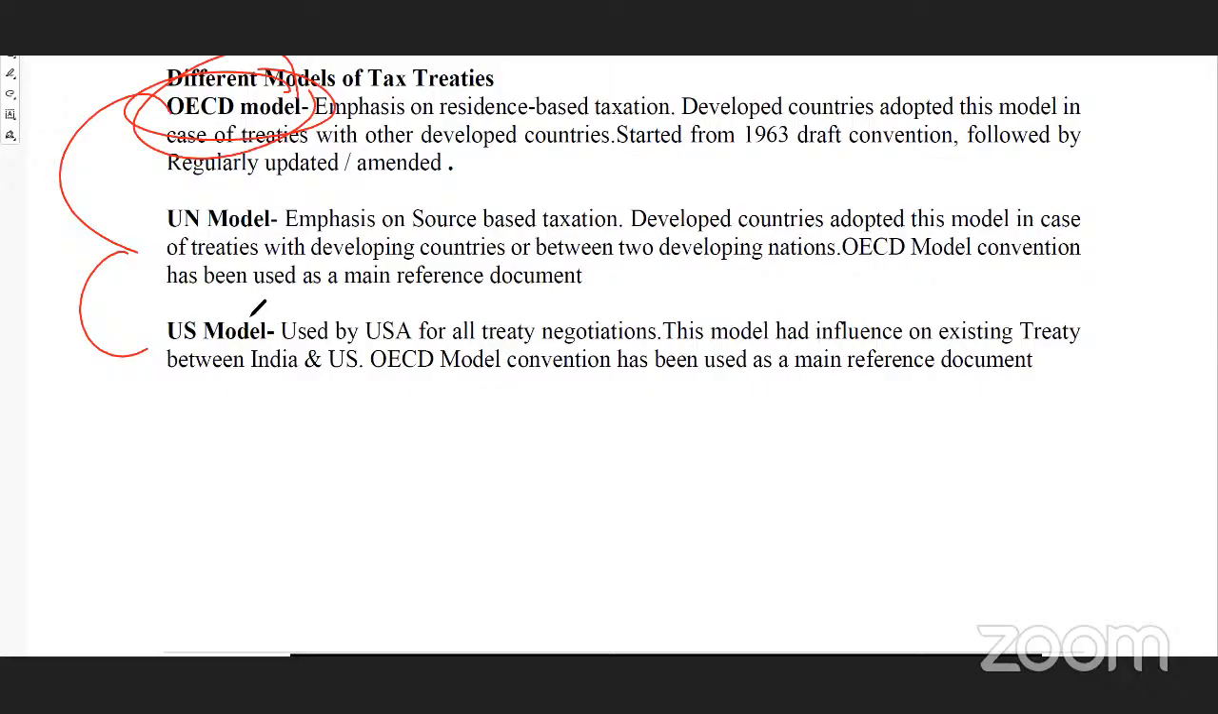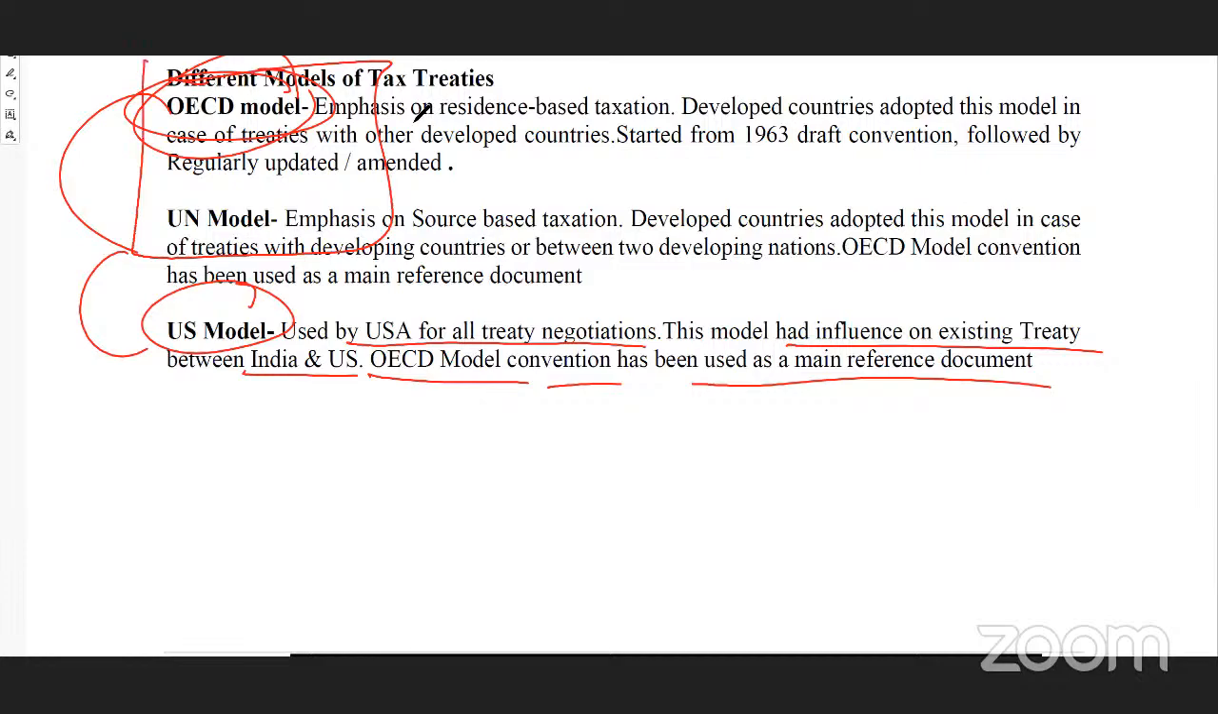All right. So the US model is used by the USA for all its treaty negotiations. This model has influence, are you getting it, on the existing treaty between India and the US. Okay, that was where it started. Then the OECD model convention has been used as the main reference document as well. Are we okay? But Ghana, we don't have any DTA with the US. So our focus in the exam is between the OECD and the UN. That's your exam focus.